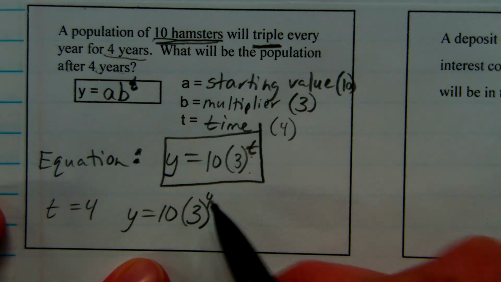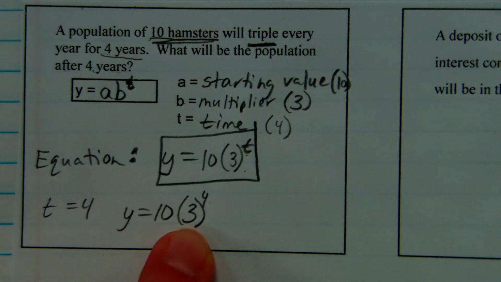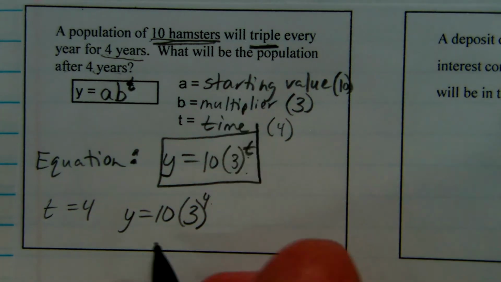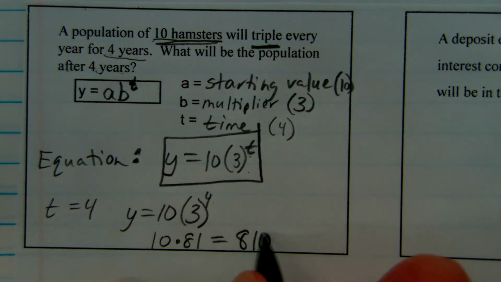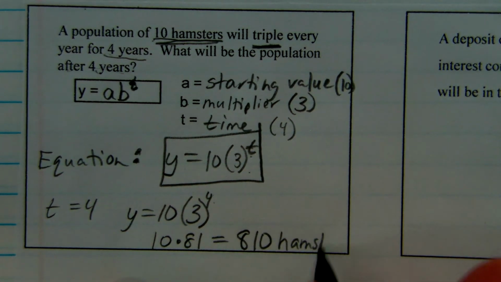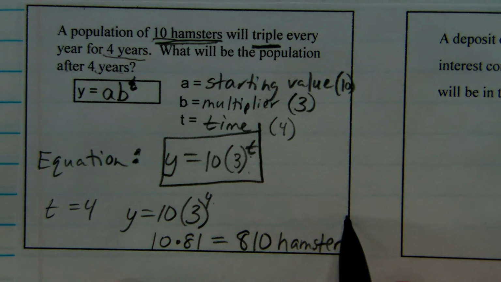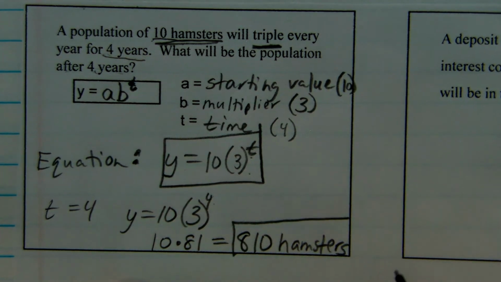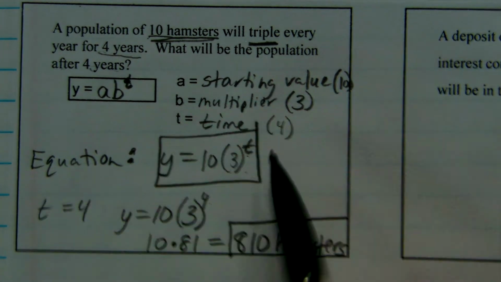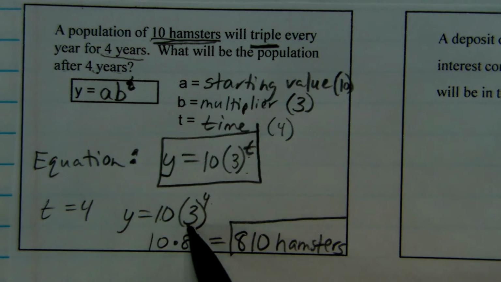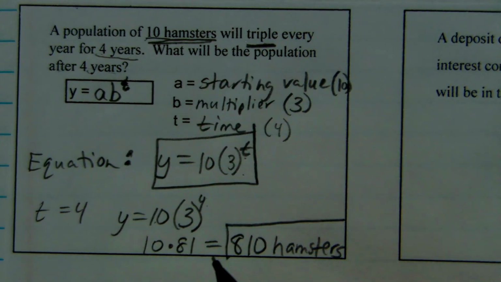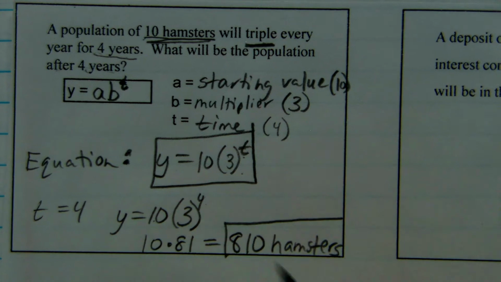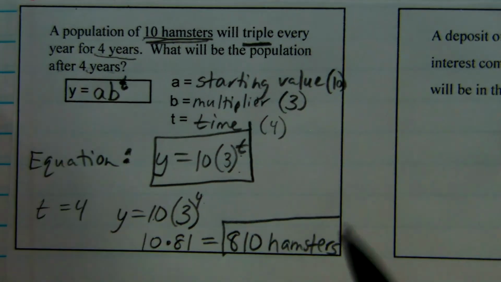So we do the power first. 3 times 3 is 9, times 3 is 27, times 3 is 81. So this would be 10 times 81, which would give us 810 happy hamsters. We don't know if they're happy, but hamsters. You could also use your calculator to do this. 10 times 3 to the 4th power. Your calculator will take care of order of operations for you, but I didn't really necessarily need it for this problem. So this is review.